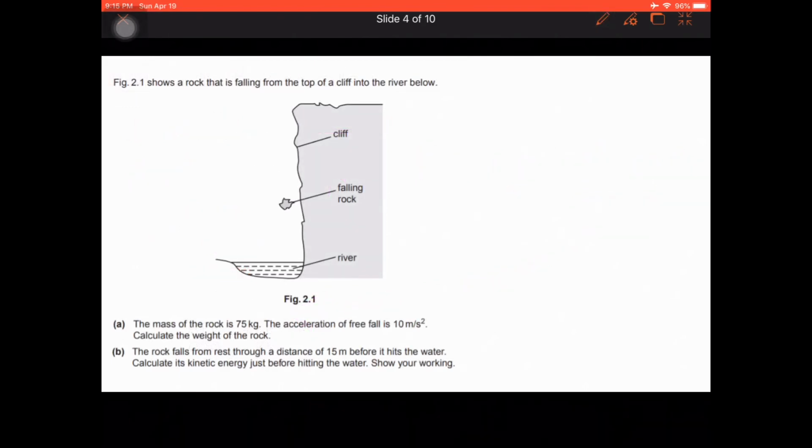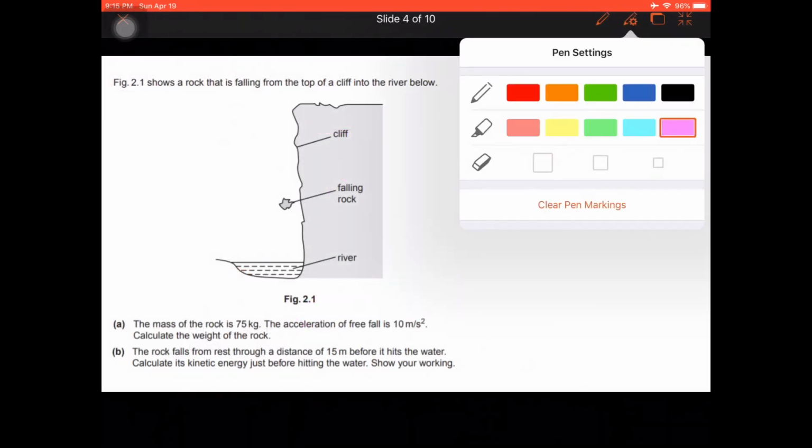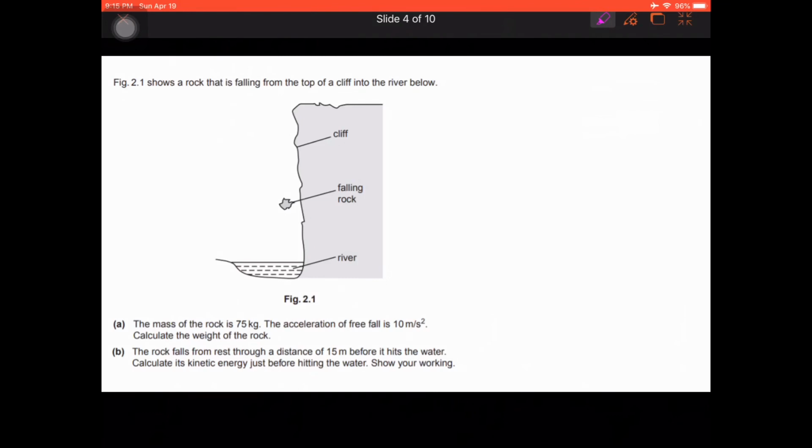Okay, let's start with our first problem. Figure 2.1 shows a rock that is falling from the top of a cliff into the river below. The mass of the rock is 75 kilograms. The acceleration of free fall is 10 meters per second squared. Calculate the weight of the rock for the first question. And the rock falls from rest through a distance of 15 meters before it hits the water. Calculate its kinetic energy just before hitting the water.